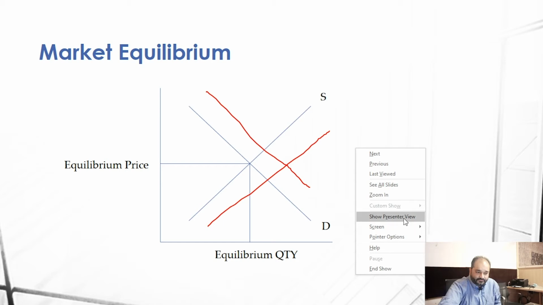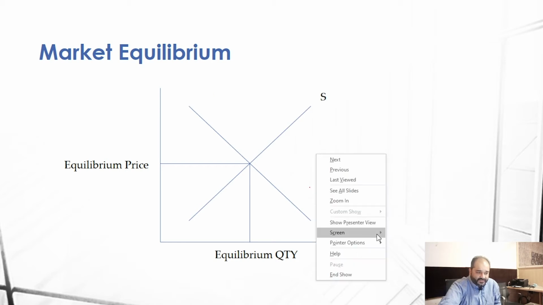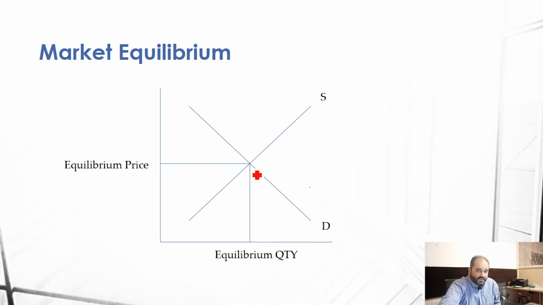Now, the major point that I want to highlight over here is that when the demand and supply curves both meet at a place, whatever place they meet, this point is called the equilibrium price. I'll give you one more example for equilibrium price.